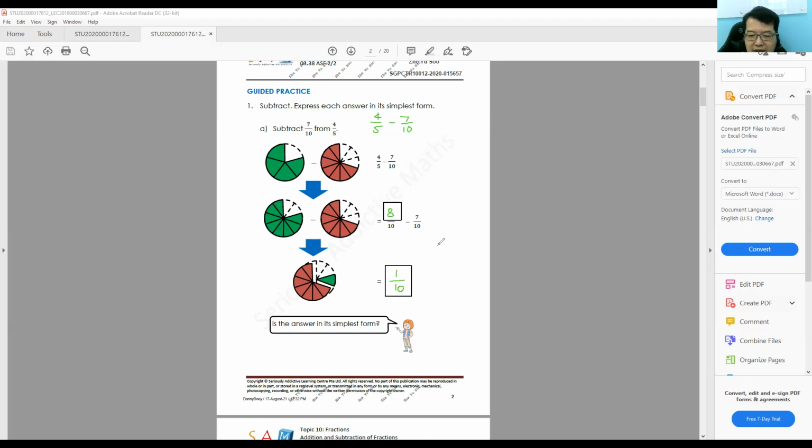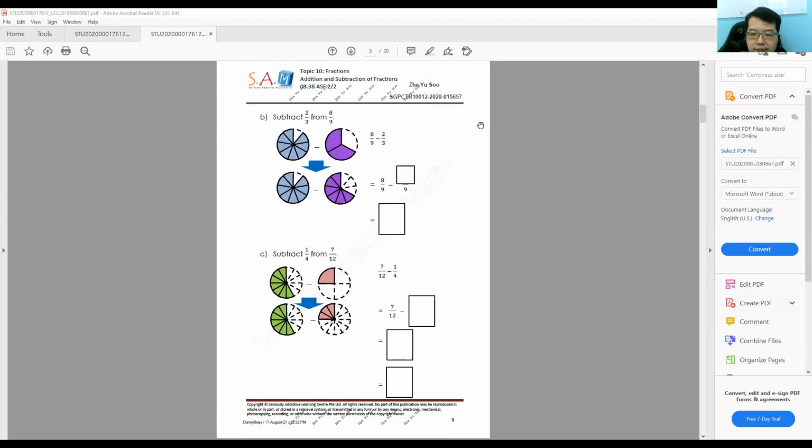Is the answer in its simplest form? Yes, because it cannot be divided by the same number. Okay. All right. Let's move on to the next one. And I'd like you to do B and C. Okay, so please press pause now, and I will take you through later on to see if your answers are correct. Press pause now.